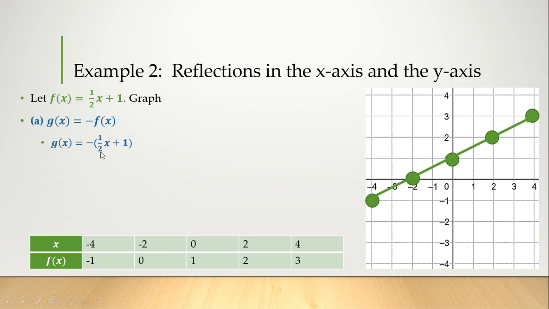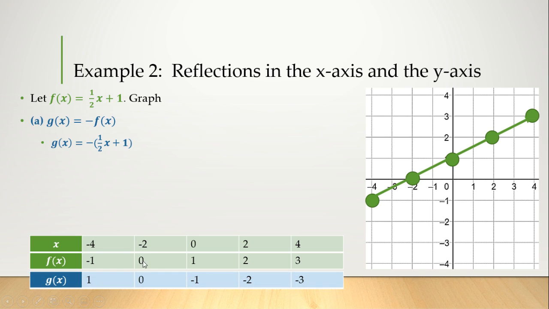Half of negative 2 is going to be negative 1. Negative 1 plus 1 is going to be 0. So at negative 2, I also got a 0. But I just put in all these x numbers again so that I can get some outputs that I can now graph. And so there are all of my outputs for g of x.